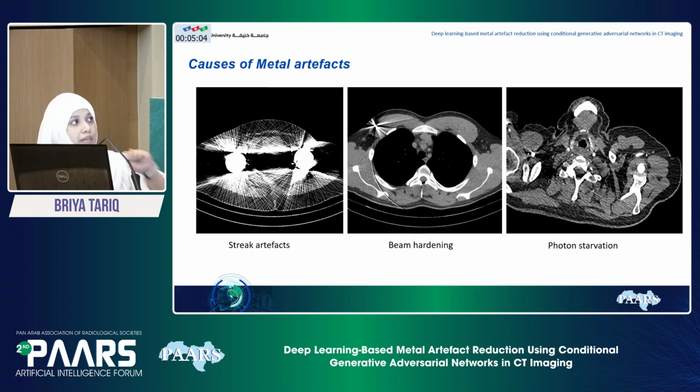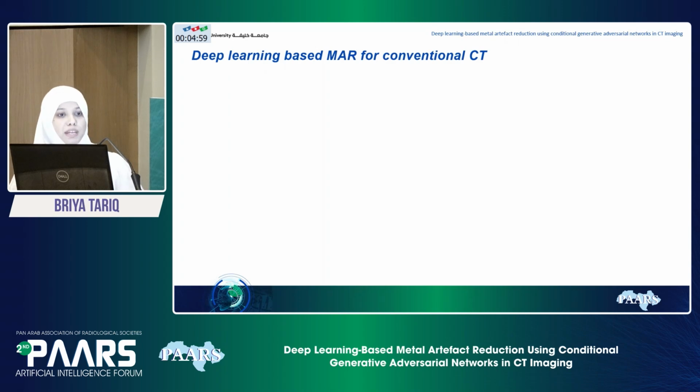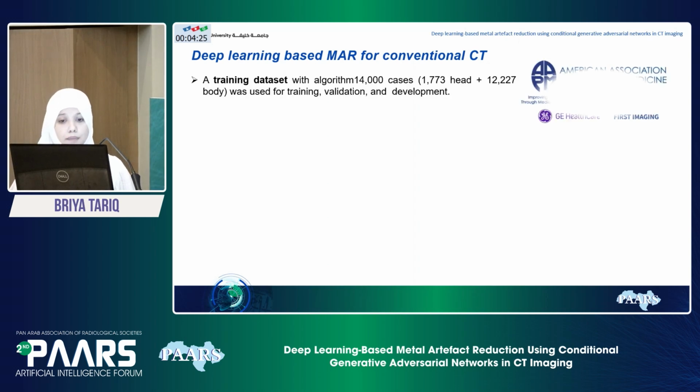So these are some main causes of metal artifacts, and as we know, there are many traditional ways for metal artifact reduction, but they are still facing many challenges when we have complex variations in the artifact. This challenge calls for the development of more adaptive algorithms. Nowadays deep learning based metal artifact reduction is working more accurately as compared to the previously available traditional MAR algorithms.